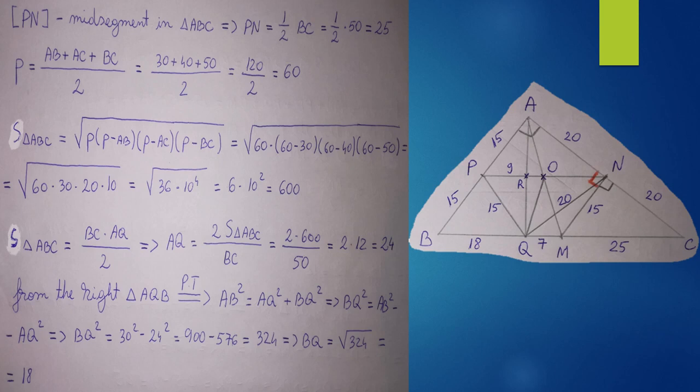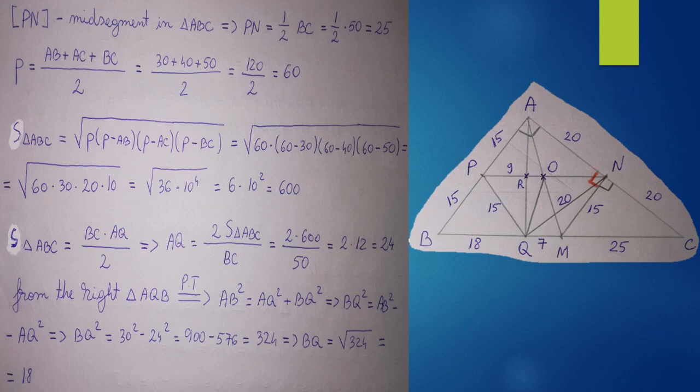We calculate the area of triangle ABC using the classical formula of base times height, everything divided by 2, in order to determine the height of the triangle. We have calculated the area of ABC by Heron's formula, so we can now calculate the height AQ, which is equal to 2 times the area of triangle ABC, everything divided by BC, which is equal to 24.